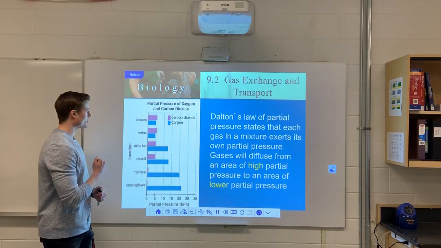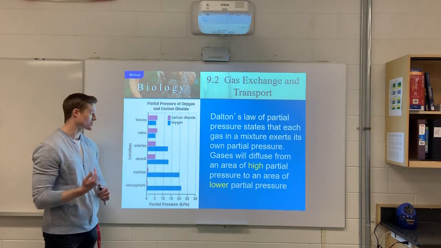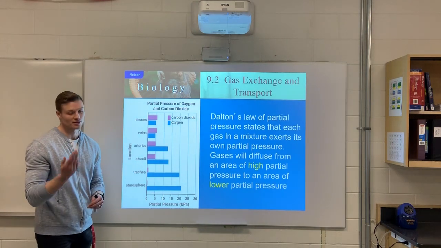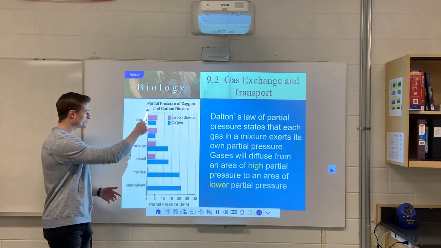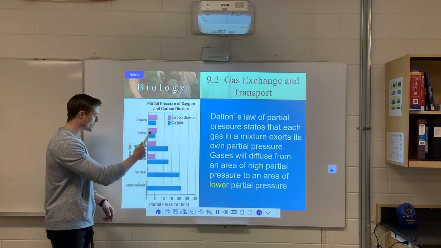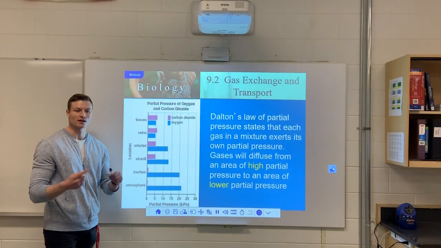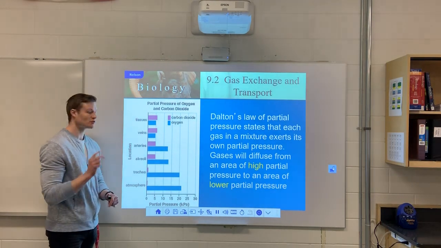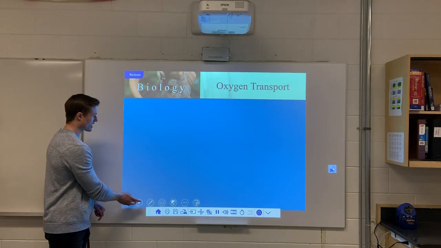Then if we look at carbon dioxide, which is in purple here, carbon dioxide is going to go in the opposite direction, from an area of higher pressure in your tissues, because as we know, a waste product of cell respiration is carbon dioxide. It diffuses into your blood, veins, and arteries, then into your alveoli, trachea, and then eventually into the atmosphere. So we're going to talk about those two processes. One, how does oxygen get from our atmosphere into our tissues? And two, how does carbon dioxide get out of our tissues and then ultimately into the atmosphere?